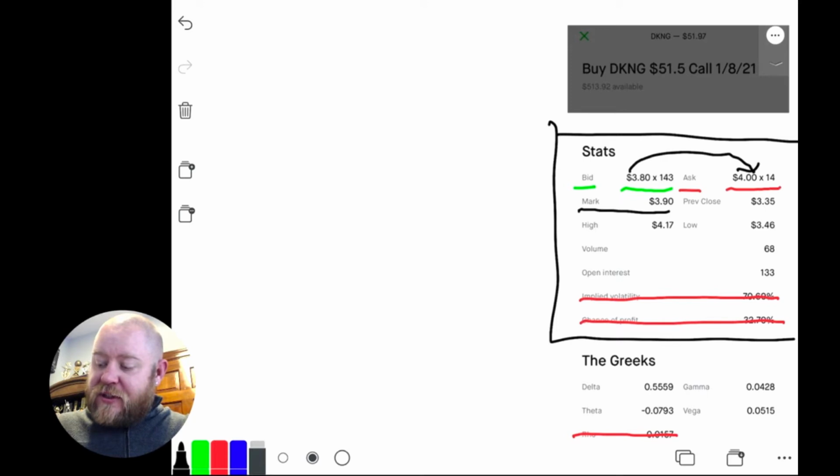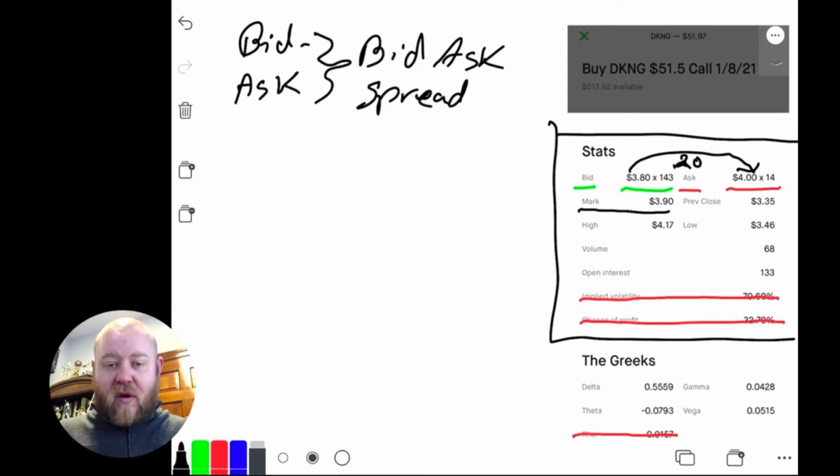Now, the difference between the bid and the ask, in this case 20 cents or $20, that's called the bid-ask spread, okay? So what you want to do is try to find an option that has a very narrow bid-ask spread. We're talking like 1, 2, 3, maybe up to 5 cents difference. So it's a $5 difference between what the buyers want to buy at and the sellers want to sell at, especially if you're thinking about trying to get in and out as quickly as possible. You want that bid-ask spread to be as low as possible.